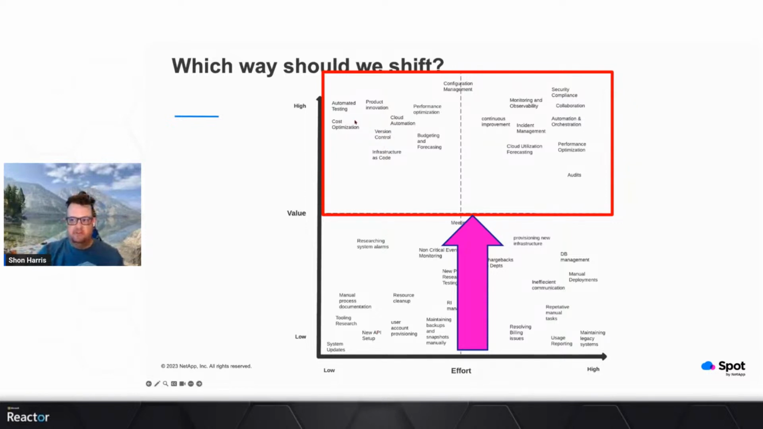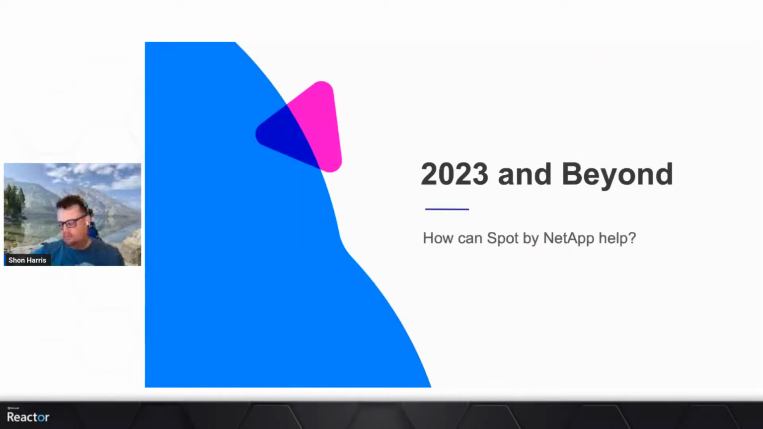So if you put in automated testing, cost optimization, product innovation, all this stuff that is easy to come up with, that's going to maximize your value, you want to have it right. You want to be able to shift from right to left to make it easy for your teams to do what they do best.